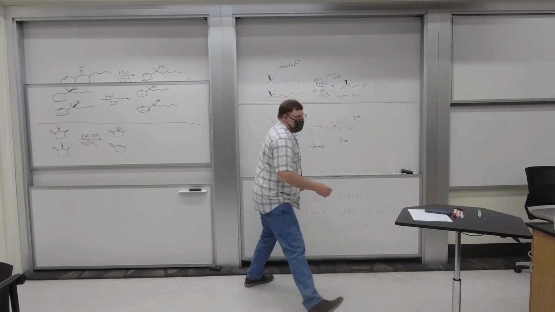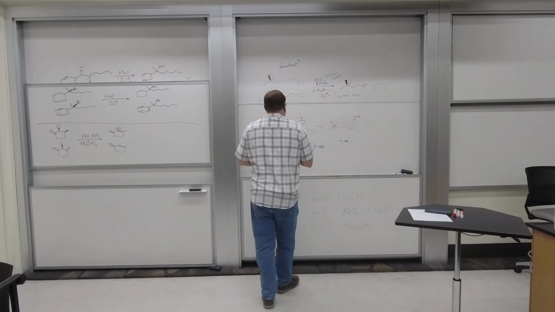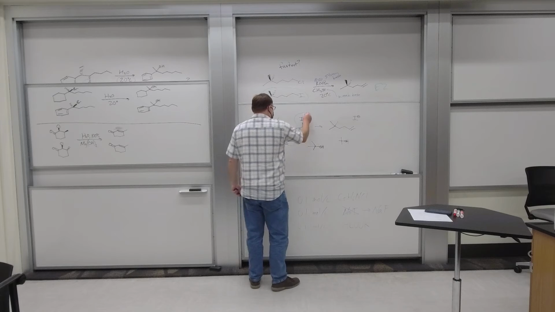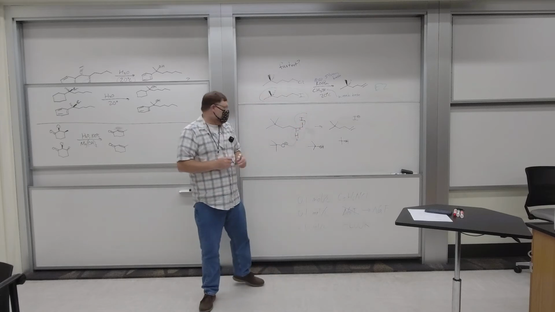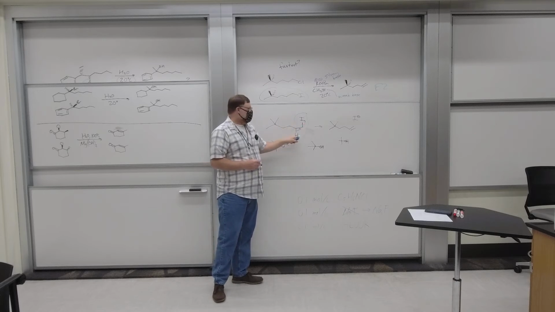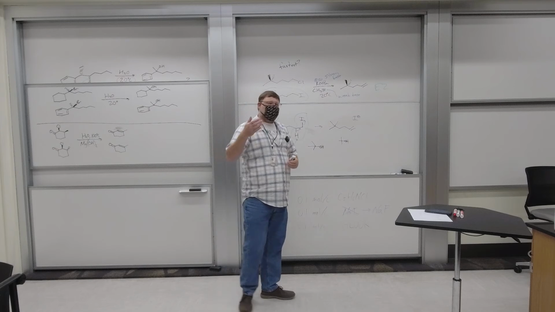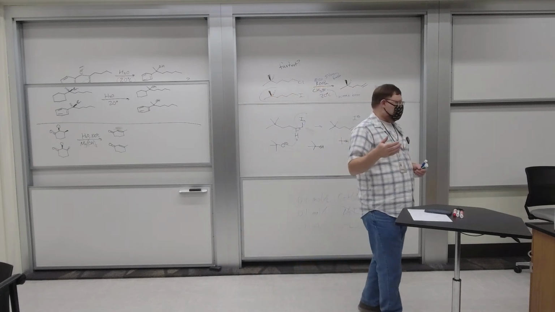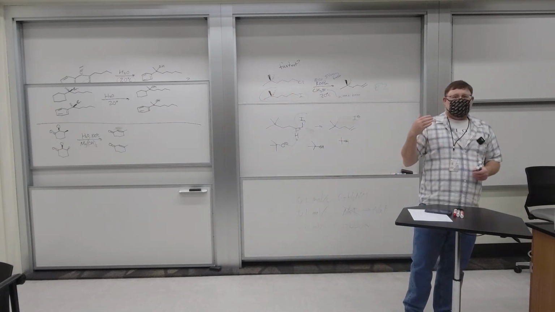I also redrew the iodide here just to emphasize to you, because it isn't always important, and it wouldn't be wrong if you had left the iodide down like this and drawn the arrows. That wouldn't be an incorrect mechanism. But just keep in mind that the beta proton that gets grabbed has to be anti to the leaving group.